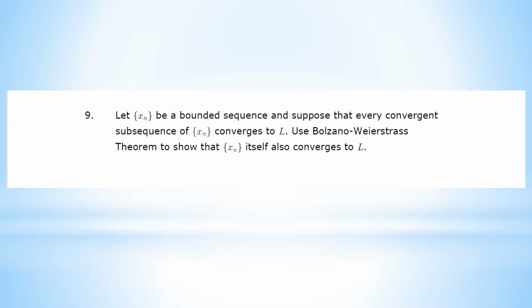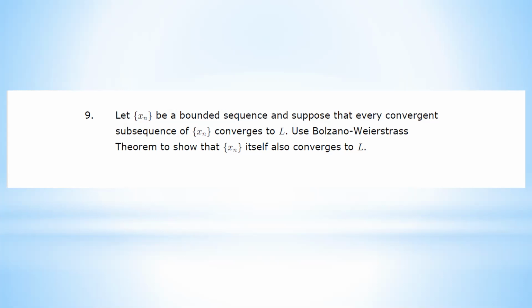Now this is an extra condition. Normally, when you have converging subsequences, the limits may not equal each other. But this time, in this theorem, we assume that they're equal. Using this fact, you can use the BW theorem to show that actually xn itself converges to L.